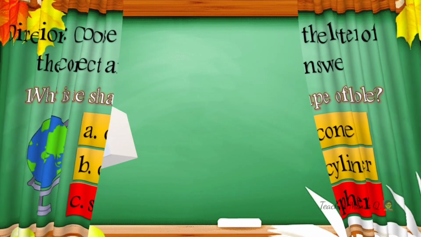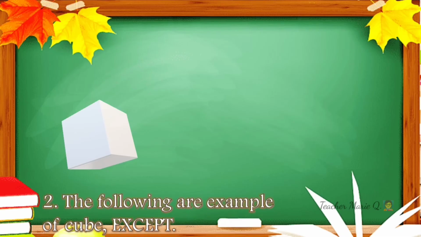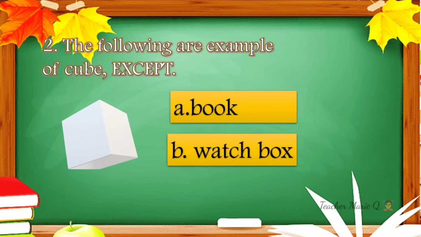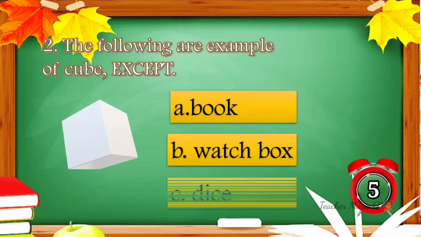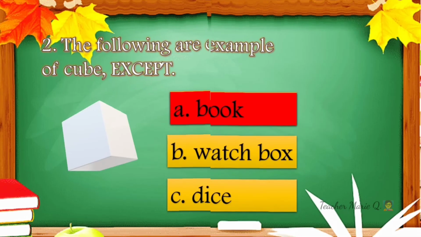Number 2. The following are example of cube, except A. Book. B. Watch box. C. Dice. Book. Correct. Next.